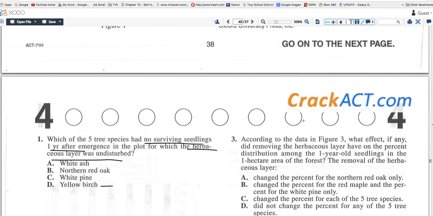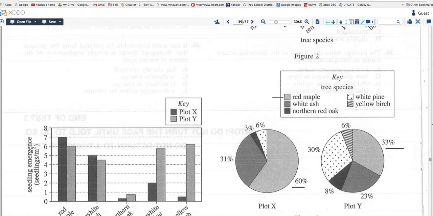Number 3. So, typically, when you have long questions like this, it's the last sentence that tells you the question. But in this case, it's not really. According to the data in figure 3, so again, figure 3, so my answer needs to be found in figure 3 and nowhere else. What effect, if any, did removing the herbaceous layer have on the percent distribution among the 1-year-old seedlings in the 1 hectare acre forest? So the removal of herbaceous layer did what? Okay, so I'm going to go to figure 3.